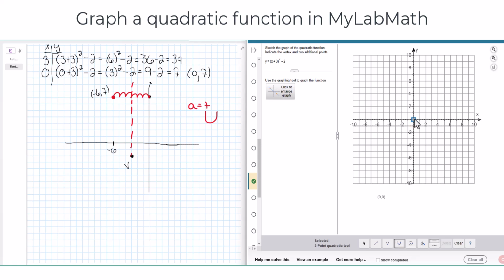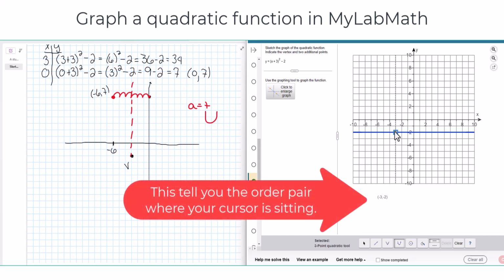So the first thing I'm going to graph is my vertex. So we're going to go to negative 3, negative 2, and click. All right. Now what we're going to do is we're going to graph 0, 7. I'm not going to click anything. I'm just going to move my mouse, and I'm going to go up to 0, 7.